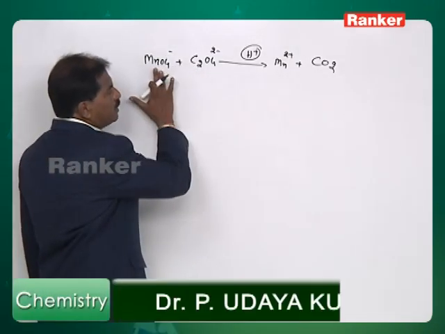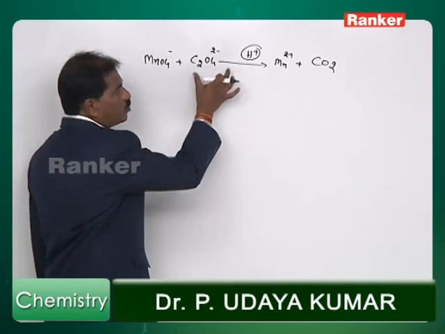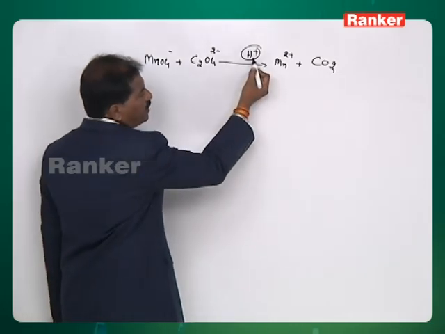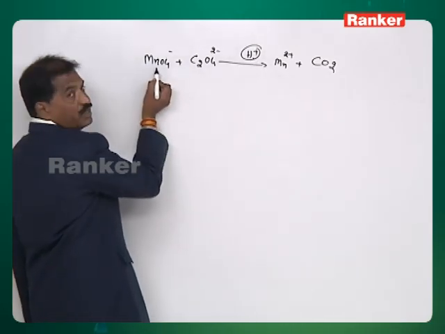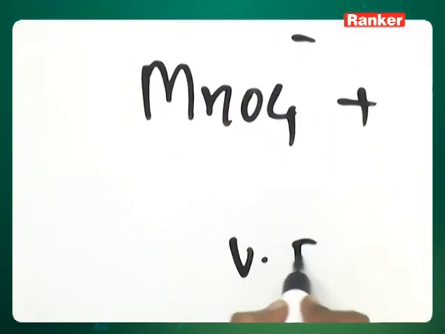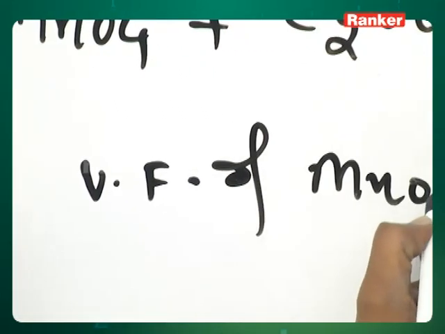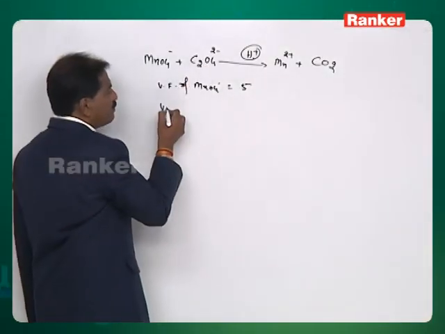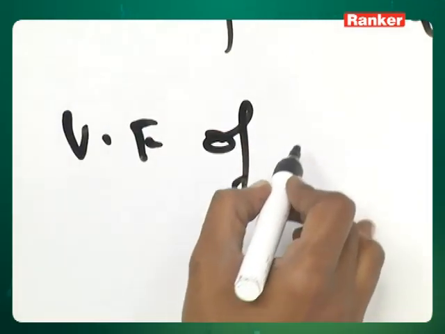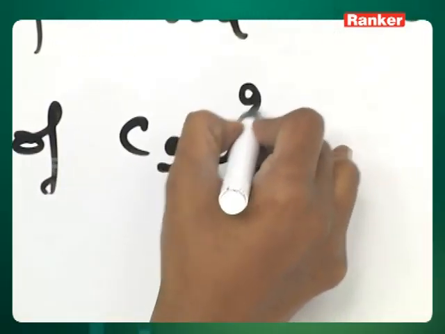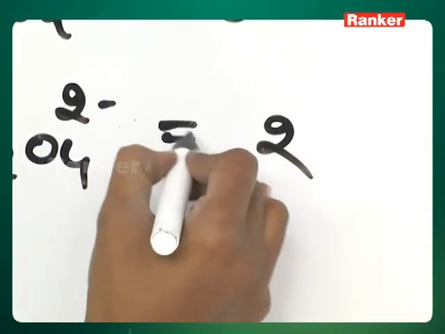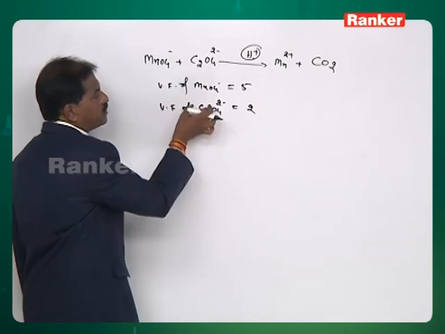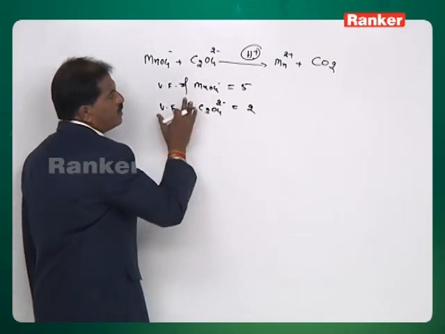Next, without the need of balancing the reaction, how to proceed to simplify the numericals? Since the reaction is taking place in acidic medium, we know the valency factor of MnO4 is 5. Next, the valence factor of oxalate, C2O4 2 minus, is always 2.